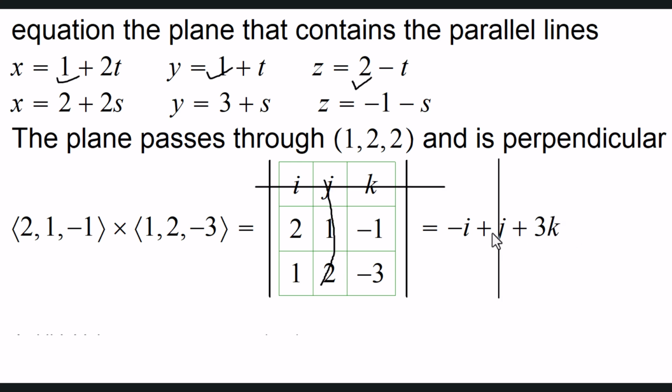Oh, now here I have a typo. This should have been 5j. I said 5j, I don't know why I wrote just j. And this should be a 1, right?